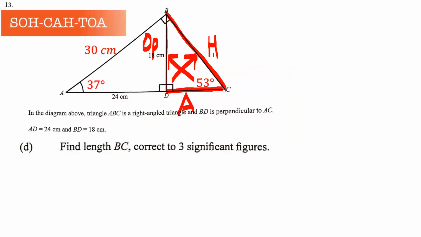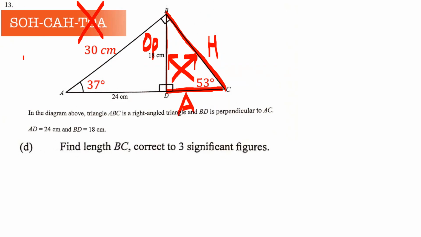Let's look at SOHCAHTOA. We're trying to find the hypotenuse. Let's not forget that. So since we're trying to find the hypotenuse, we cannot use TOA. Why? Because with tan, the only thing you could find is the opposite or the adjacent. We're not looking for the opposite or adjacent. We're looking for the hypotenuse.